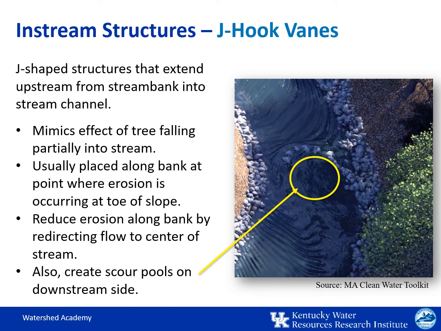J-hook veins can be constructed of logs or rocks or both of them, but they're used to reduce erosion along the bank by redirecting the flow into the center of a stream. In this picture, you can see that the flow is going from the top to the bottom. And so this J-hook mimics the effect of a tree fallen partially into the stream. They should be carefully placed to avoid scour erosion on the upstream side from the eddying effects of the water. The curved end is placed to encourage a downstream scour pool formation.